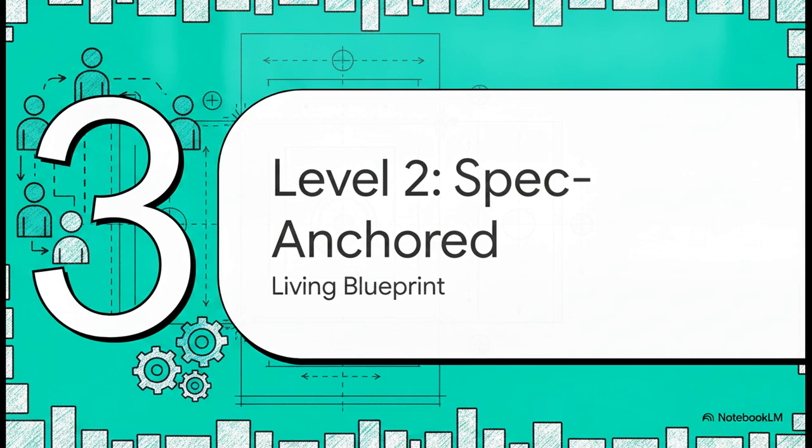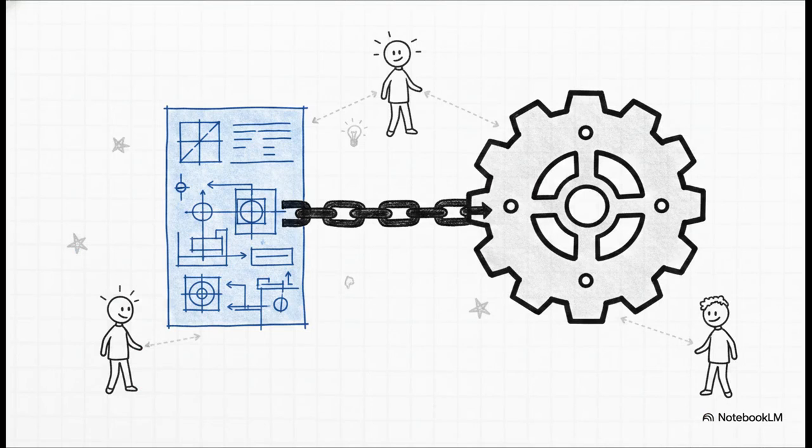Welcome to Section 3, Level 2, Spec-Anchored, or the living architectural blueprint. Now, what's really interesting about this slide is how the specification evolves from a quick throwaway sketch to the ultimate source of truth, and it stays permanently linked to the output. In Level 2, both the specification and the output, whether that's a piece of code or a written document, are maintained together. If your requirements change, you update the spec first, and then generate the new output.